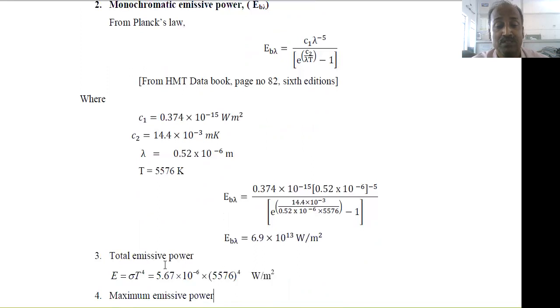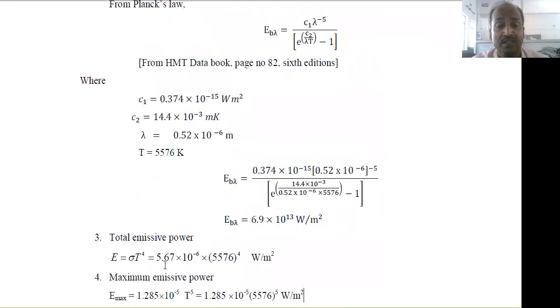Then total emissive power and maximum emissive power we can also calculate. Sigma T raised to 4, that is 5.67 into 10 raised to minus 8 into 5576 raised to 4. But one thing here: total emissive power means it should be multiplied by area. Here the area is not given, so that is equal to 1. So you have to remember that when the area is given, emissive power E is equal to A sigma T raised to 4. But A is not considered here because the area is not given, so it is equal to 1. But remember that whenever total emissive power is asked, the real equation is A sigma T raised to 4.